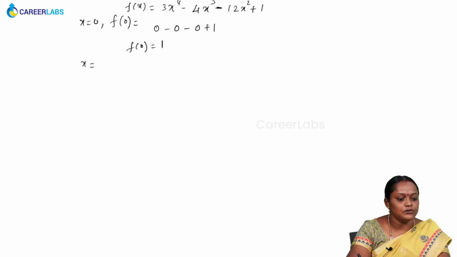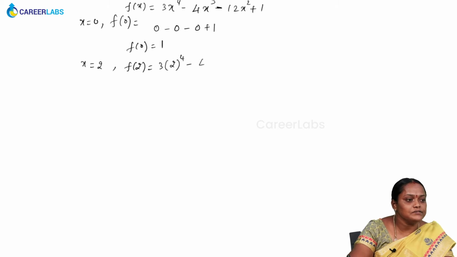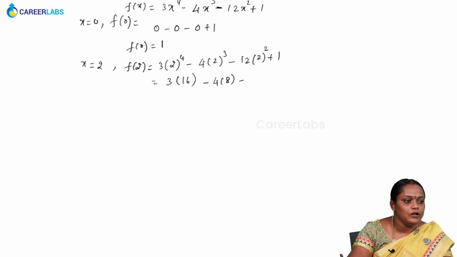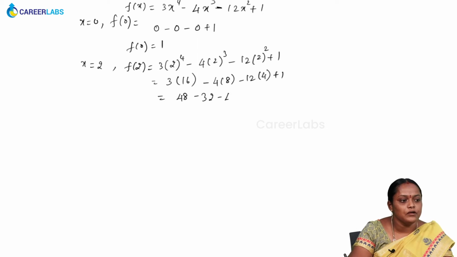Similarly, at x is equal to the next critical point 2. So, at x is equal to 2, f of 2 will be equivalent to 3 times 2 power 4 minus 4 times 2 power 3 minus 12 times 2 square plus 1. So, this is nothing but 3 times 2 power 4, then 4 times 8 minus 12 times 4 plus 1. So, this is equivalent to 48 minus 32 minus 48 plus 1. So, this is minus 32 plus 1, which will give you minus 31.